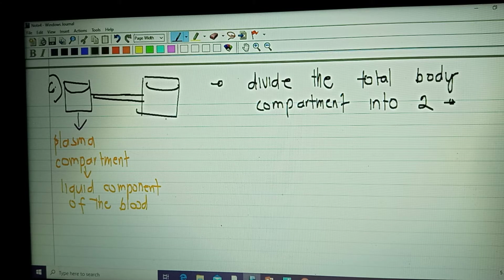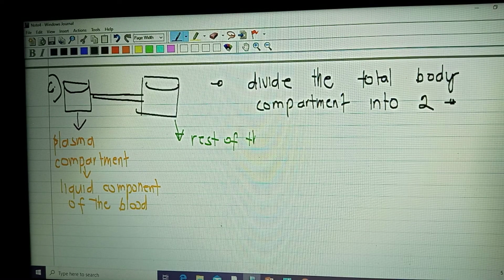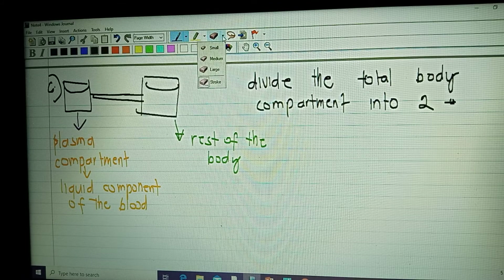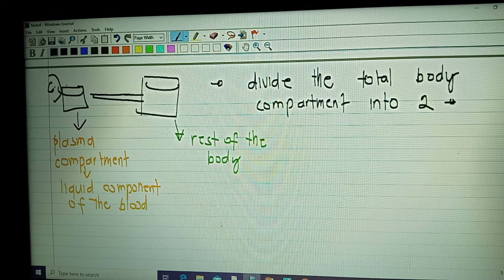Now, this compartment represents the rest of the body. The rest of the body. Okay. Look at the figure, class. Let's look at our figure. Okay, look at that, and then let's look at this other one.